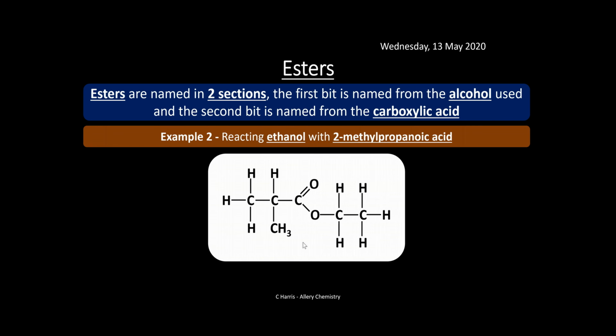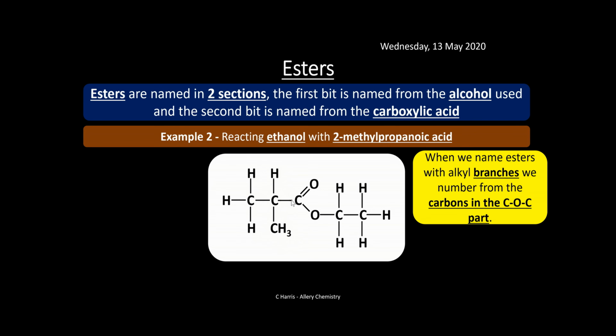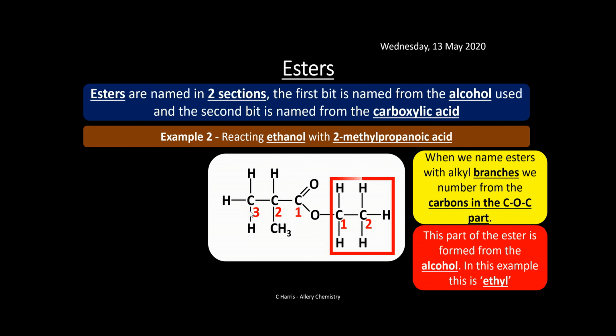Here's another one. This is the reaction of ethanol and 2-methylpropanoic acid. You can see here that we've complicated it a little bit because we've added a methyl group onto this carboxylic acid. When we name esters with alkyl branches, we number from the carbons in the COC part of the molecule. So this is going to be carbon 1 and carbon 2, and this is going to be 1, 2, and 3. This part of the ester, like I say, is formed from the alcohol, so it's the ethyl part.